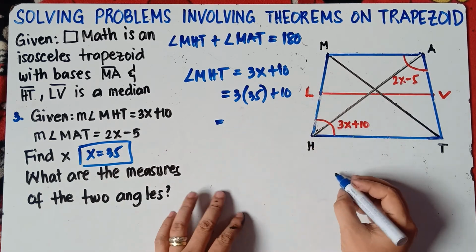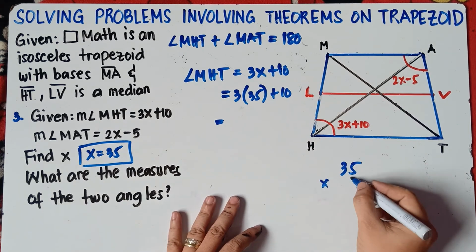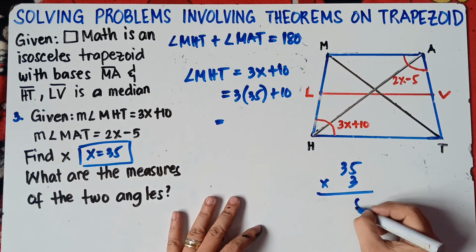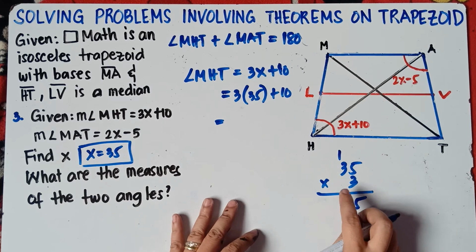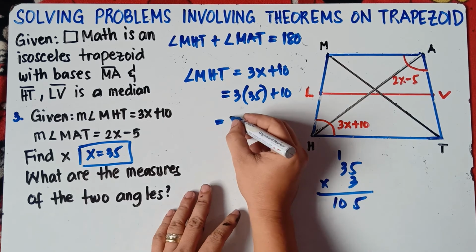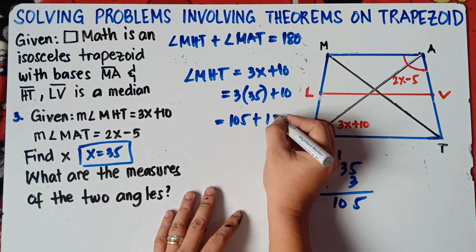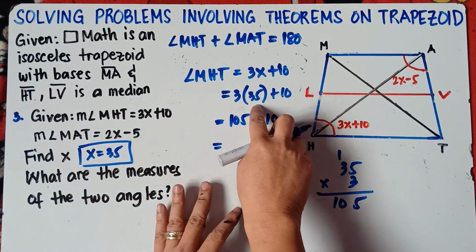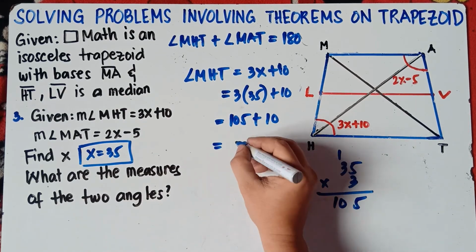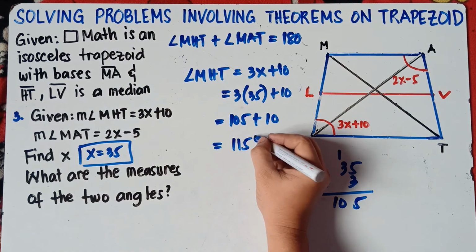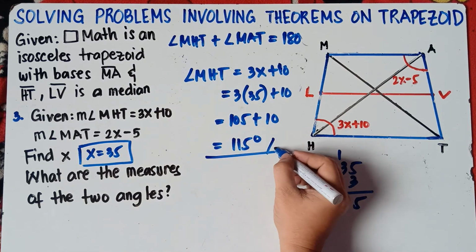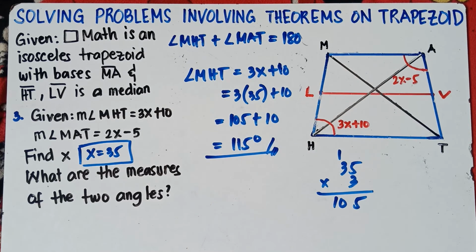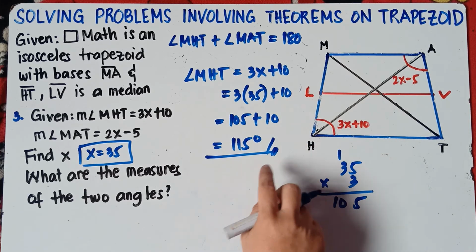So, this will be 35 times 3. Let's multiply that. 5 times 3 is 15. Carry 1. 3 times 3 is 9, plus 1 is 10. 105 plus 10. So, once again, 3 times 35, that's 105, plus 10, that would be 115 degrees. So that's the value now of angle MHT.